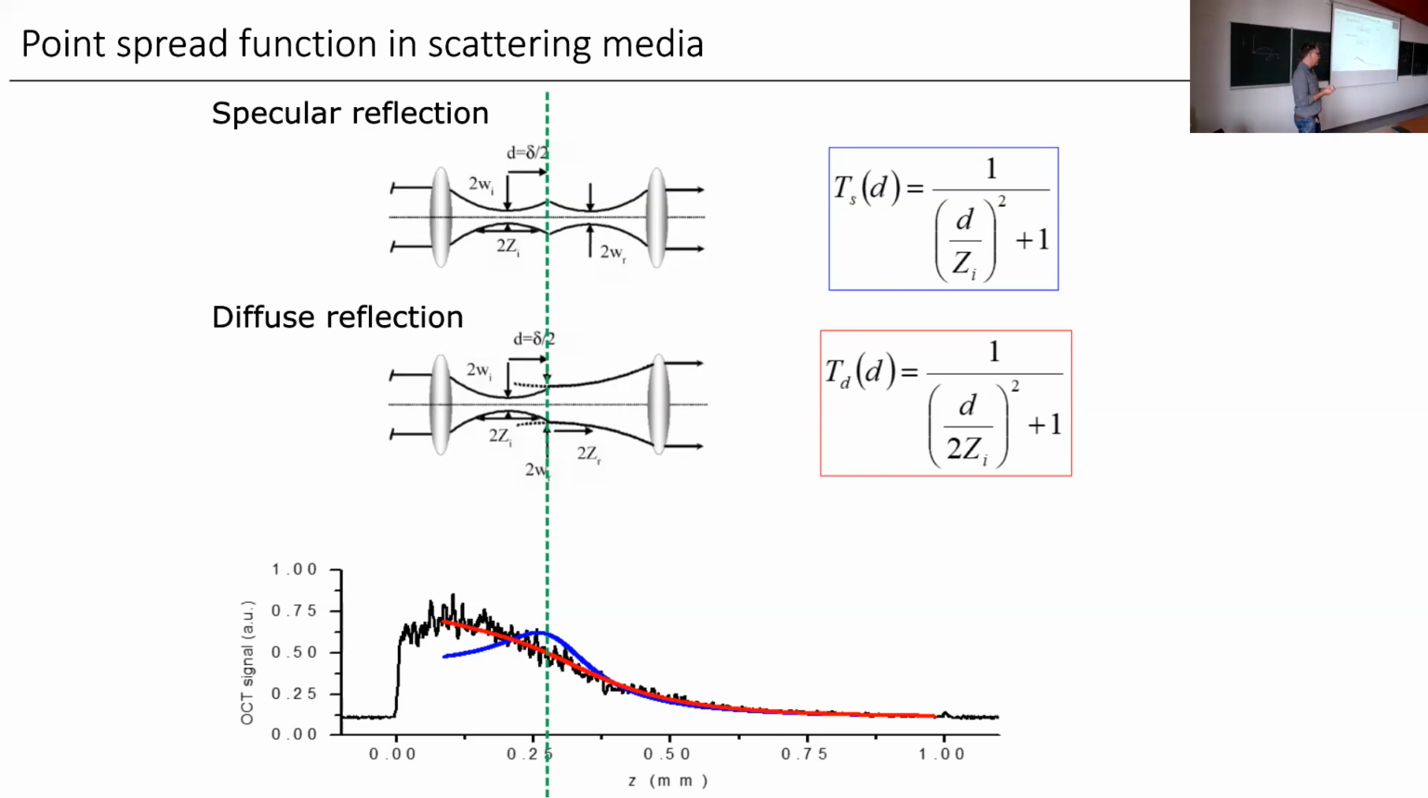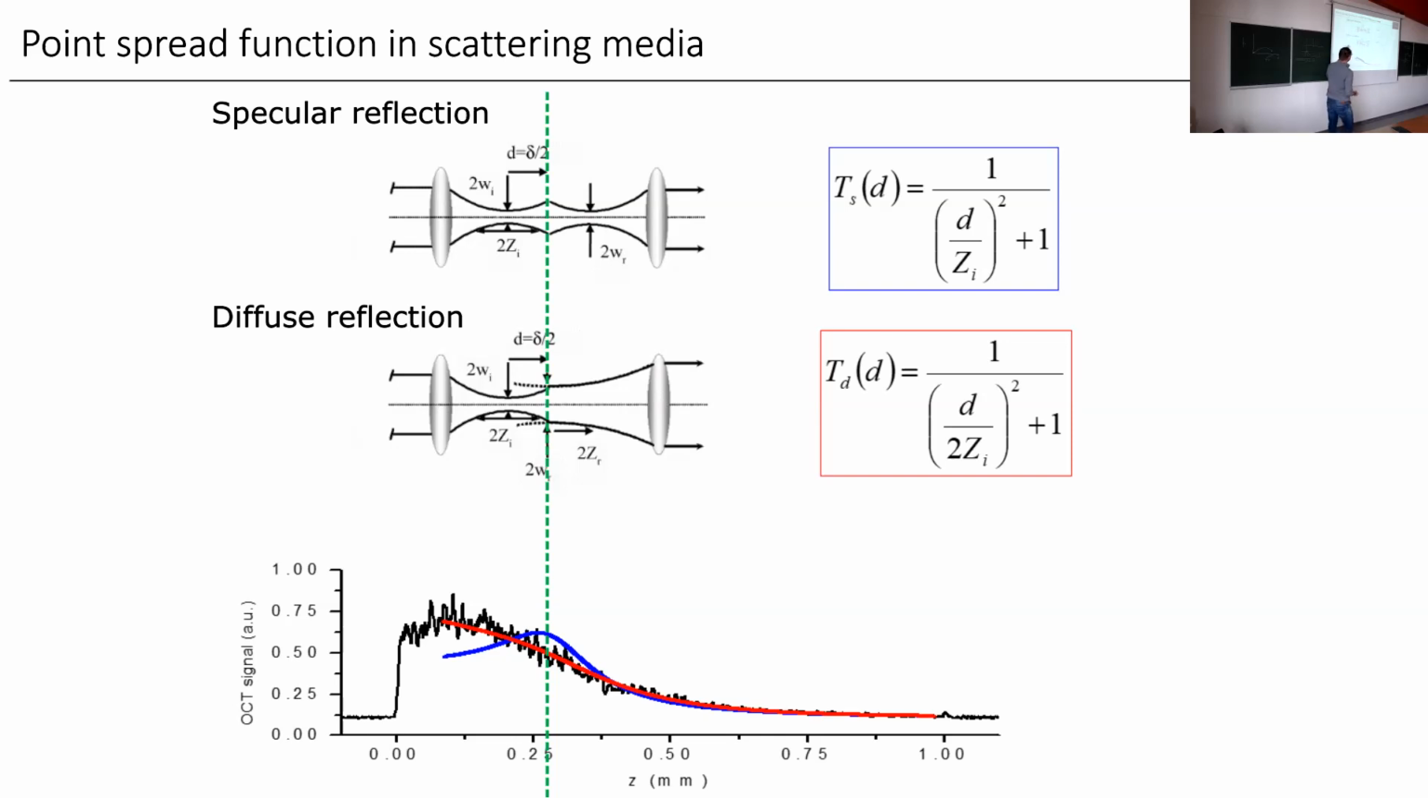That would be for a mirror. Of course, tissue is not a mirror. Tissue is this collection of particles, so to say. They may act like all little mirrors, but not a perfect mirror. So the situation then is modeled a little bit differently.